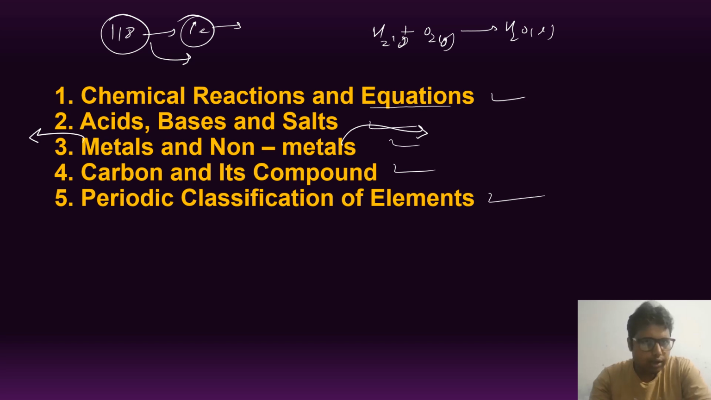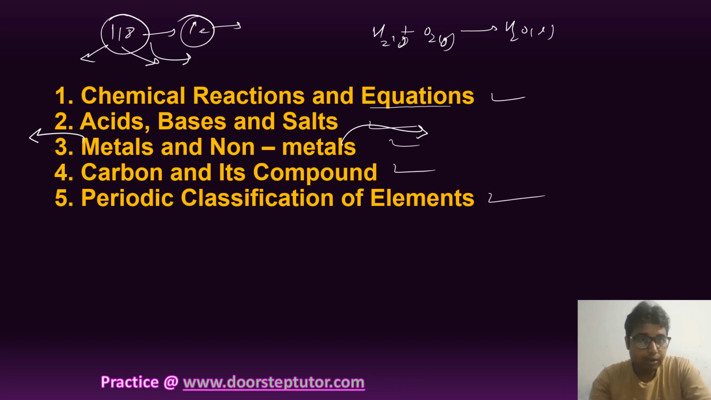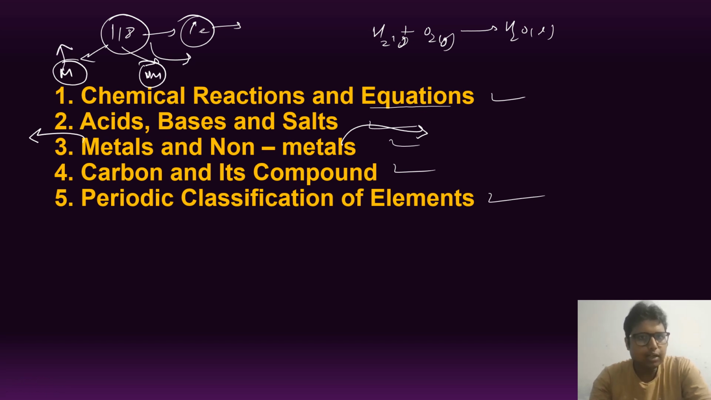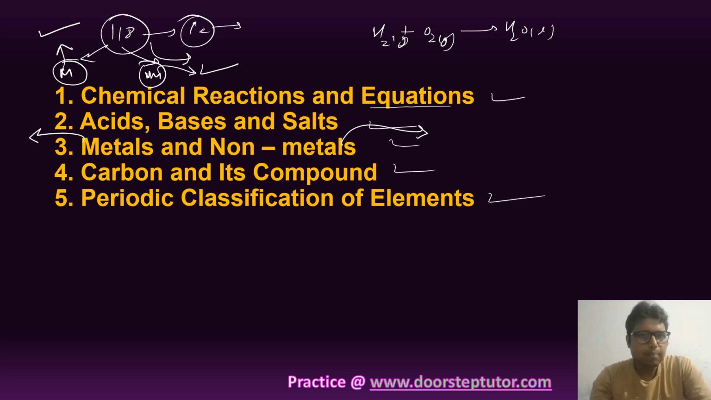So out of the 118 elements, some are metals, some are non-metals. We will try to identify what is the definition of a metal and what is the definition of a non-metal. What are the characteristic properties of the metals and what are the characteristic properties of the non-metals? What are the examples of the metals or the non-metals?